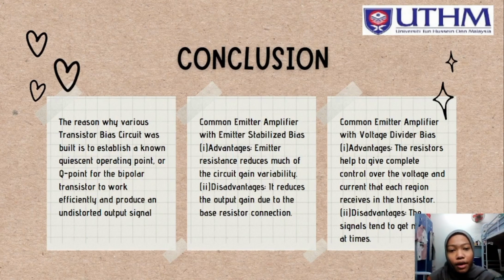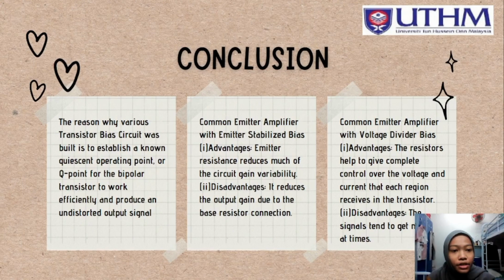For the common emitter amplifier with emitter stabilized bias, we get a few advantages, such as emitter resistance reduces much of the circuit gain variability, and a disadvantage is that it reduces the output gain due to the base resistor connection.